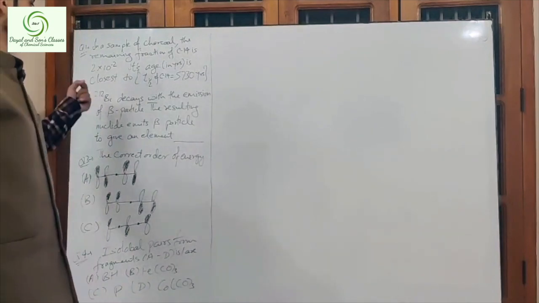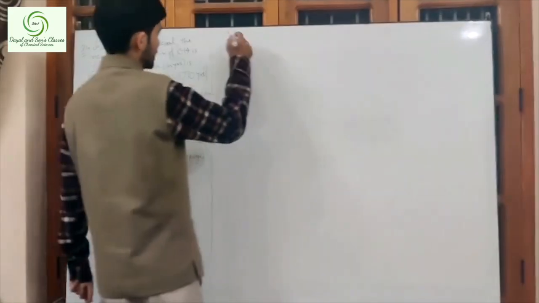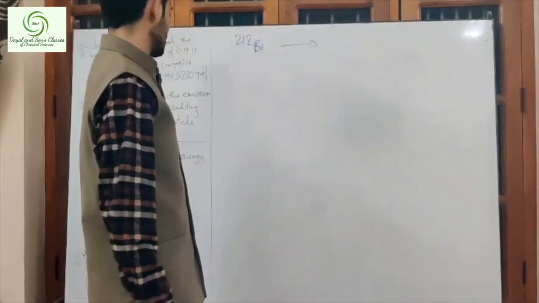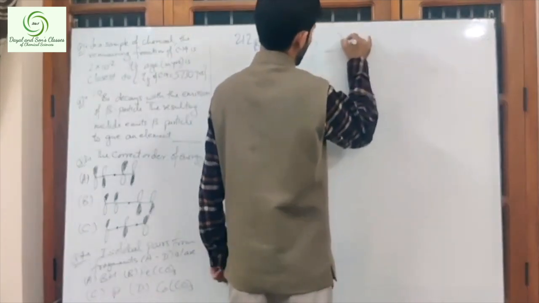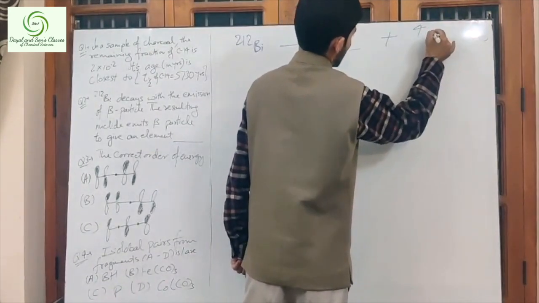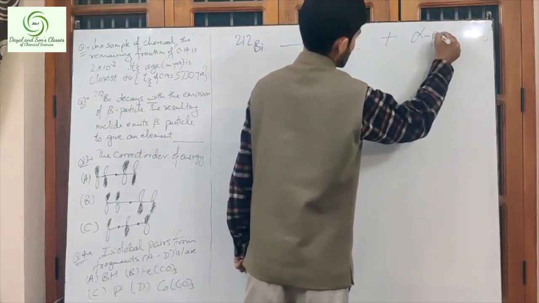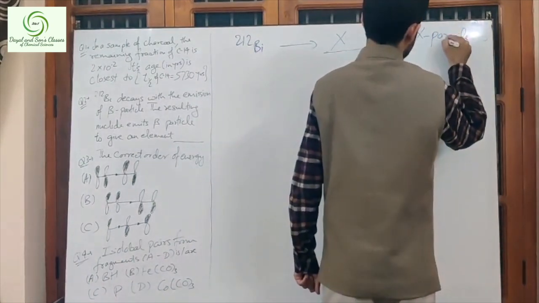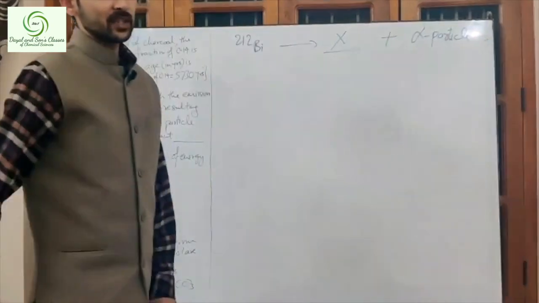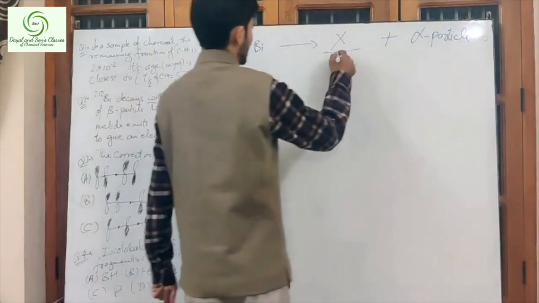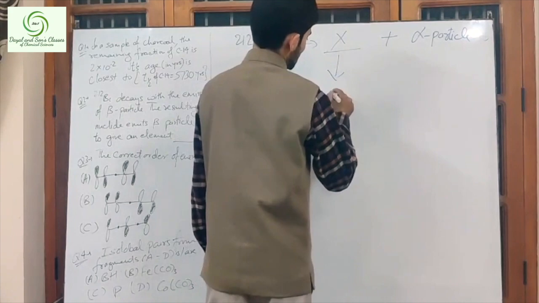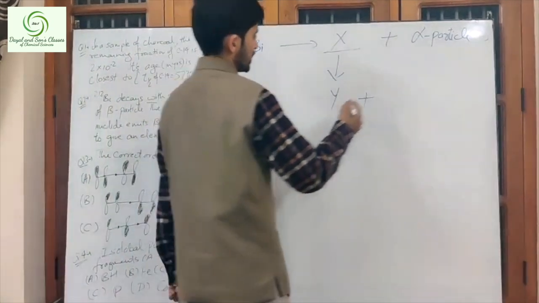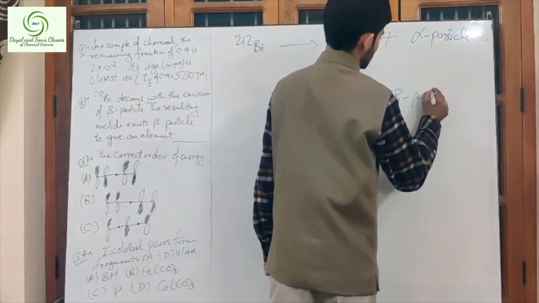Next question is again from radioactivity. In this question it was given that 212 bismuth decays to give some element X with the emission of an alpha particle. And this X further decays to give some element Y with the emission of a beta particle.